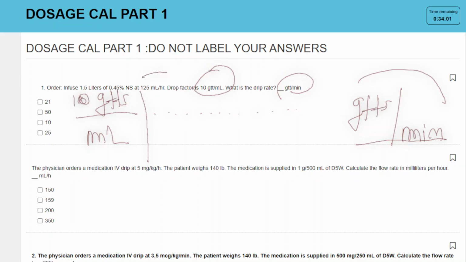So look at what I have. I have 125. Since this right here is a couple, a bundle, a ratio, for every 1 hour we are giving 125 mL. So since I have mL here, I need to cancel mL. I need to have another thing right there on the top that I can cancel that one.